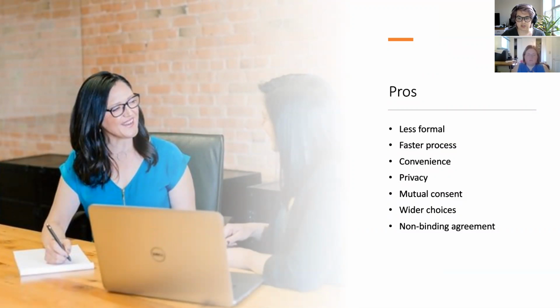Lastly, there's the option to have a non-binding agreement or a binding agreement, depending on what you're looking for. In the court system, you can pretty much only have a binding agreement, whereas in mediation, you can pretty much only have a non-binding agreement. So this, again, gives you more options to solving your dispute.